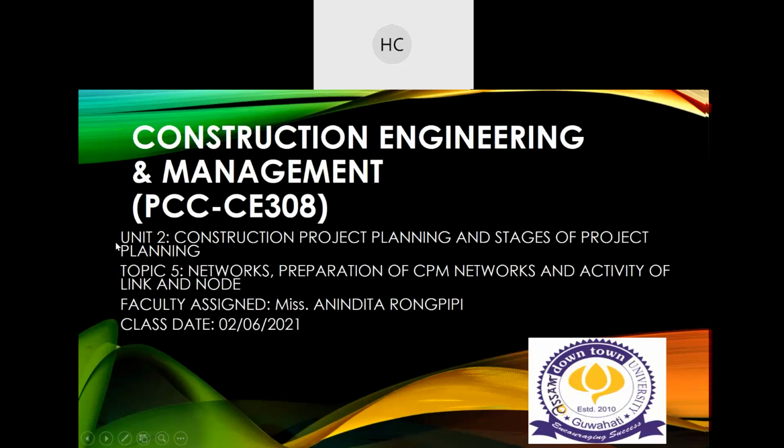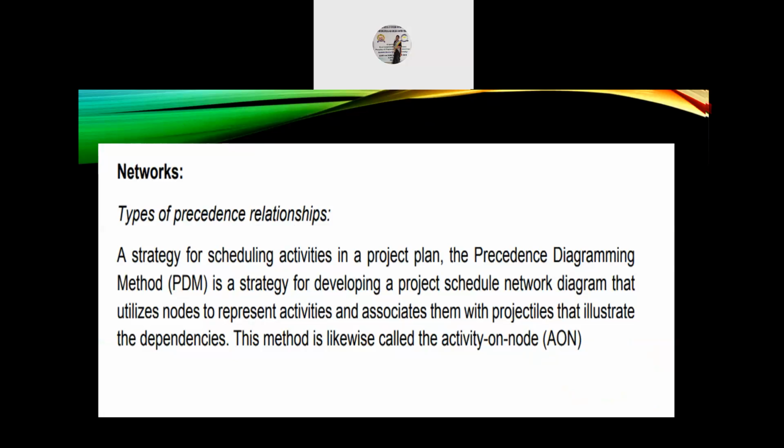So hello students, we'll continue again with unit number 2 and topic number 5, which is networks, preparation of CPM networks and activity of link and node. So network, type of precedence relationships, a strategy for scheduling activities in a project plan.